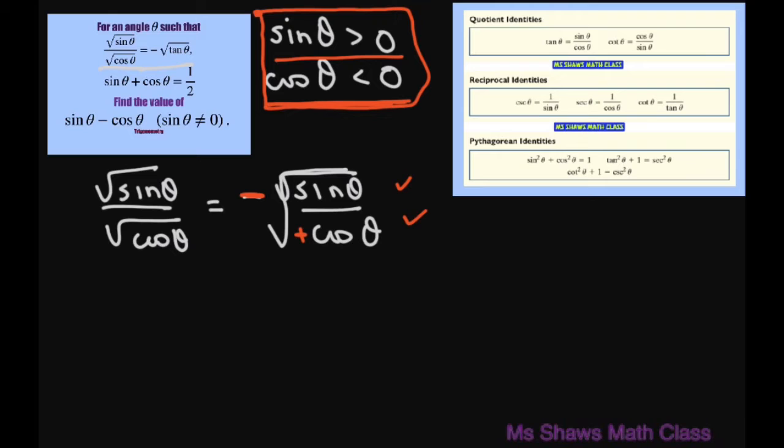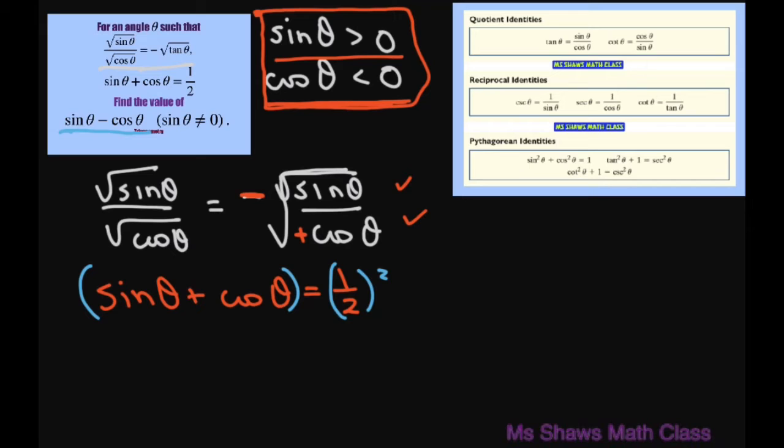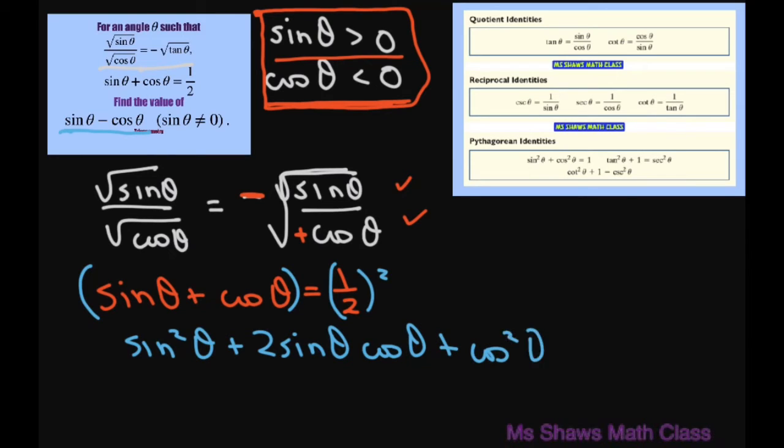So basically we have sine of theta plus cosine of theta equals 1/2. So let's square both sides. The reason we want to square both sides is so we can solve for this. Squaring both sides, we get sine squared of theta plus 2 sine of theta cosine of theta plus cosine squared of theta equals 1/4. These two right here are your Pythagorean identity, so that's going to be 1.